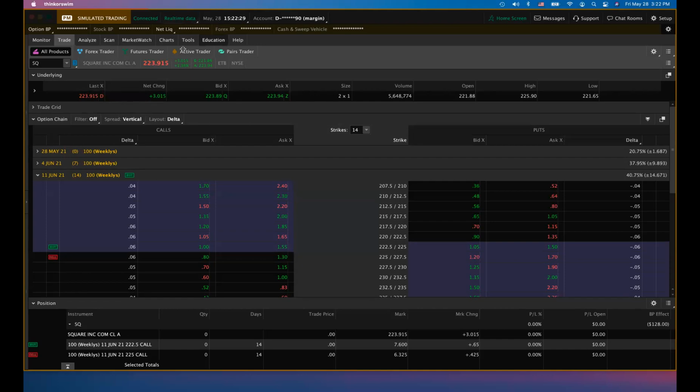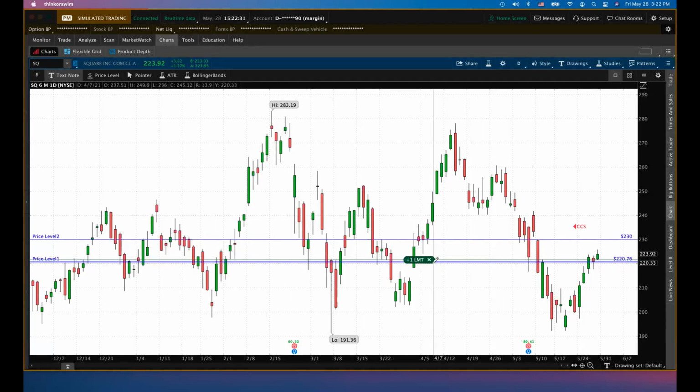So I think in Thinkorswim it does show. Yep, it does show when you have an order pending, just like in TradeStation.